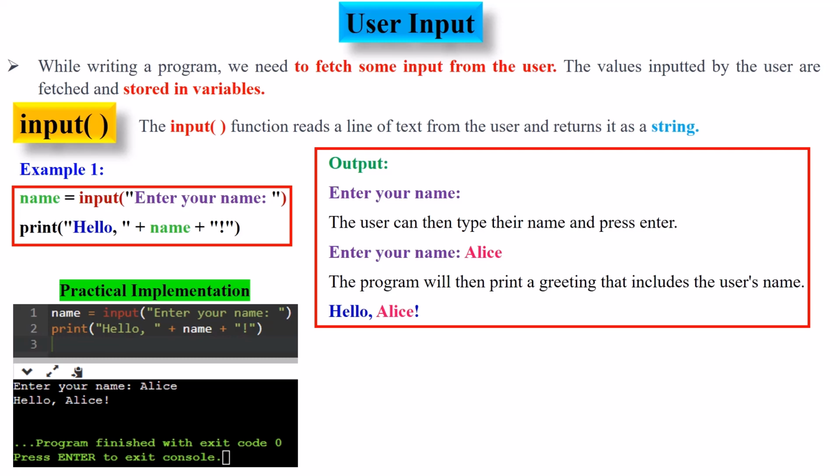When you run this program, it will prompt the user to enter their name: "Enter your name". The user can then type their name and press enter: "Enter your name: Alice". The program will then print a greeting that includes the user's name: "Hello, Alice". On the left-hand corner, you can see how it is practically implemented.